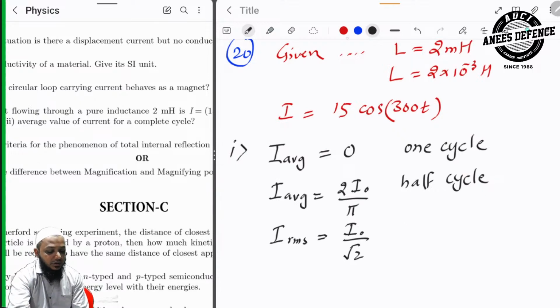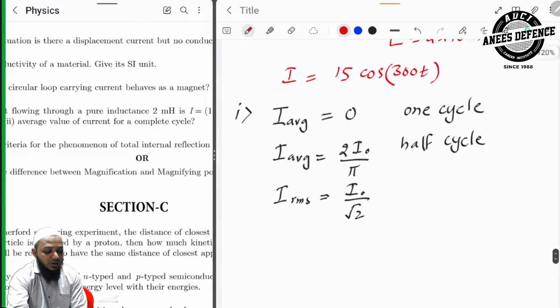Amar Akbar Anthony. Amar Akbar Anthony. Please remember these 3 questions. Okay. Now I will tell you what is going on here.